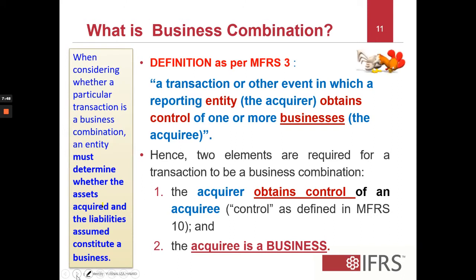So when you consider these transactions in a business combination, what you need to determine is what are the assets and liabilities that you acquired that are assumed to constitute a business.